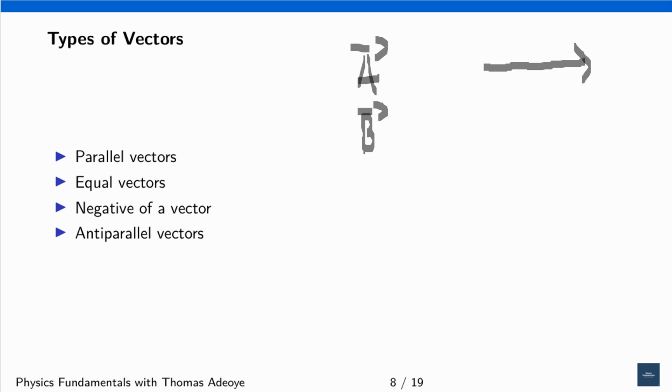Suppose we have vector A and vector B. You can see each is a single letter with an arrowhead. Now, if this is vector B, these two vectors A and B are parallel vectors because they act in the same direction. Another thing about parallel vectors is that the angle between them is 0 degree. The angle between this one and this one is 0, because they are parallel.